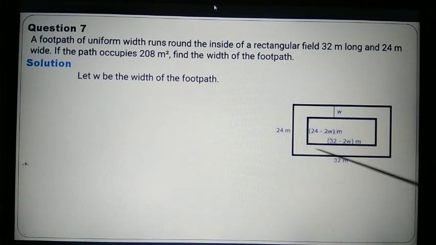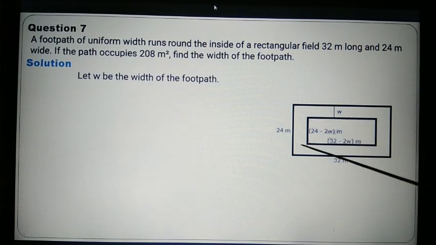inner rectangle. Similarly, from here to here is W, and from here to here is also W, so together from here to here is 24. So from this 24 if I remove this much and this much, then I'll get this one. So 24 minus W minus W, that is 24 minus 2W, gives me the width of the inner rectangle. Is that clear? And we need to find the area of the path.